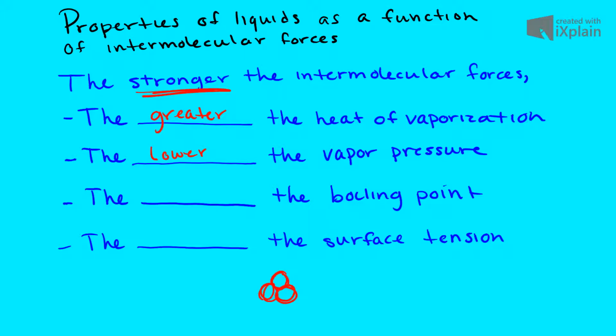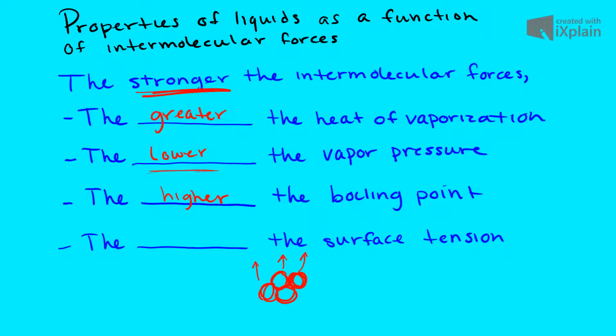The boiling point is directly related to the vapor pressure in the sense that, if these molecules are holding onto each other really tight, just like the previous two examples, they're going to be less likely to split apart and vaporize. And what boiling point is, it's the point at which the vapor pressure is equal to the atmospheric pressure. So with a lower vapor pressure, we're going to have a greater or a higher boiling point.